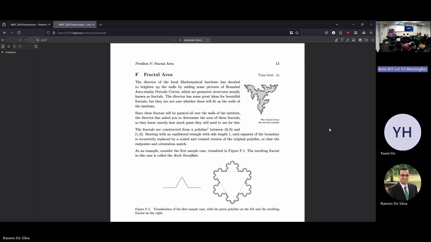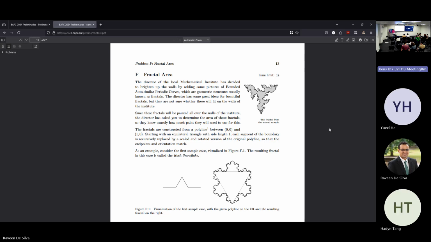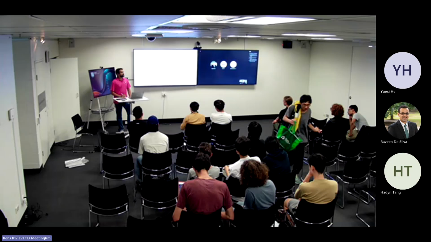So in this problem, we are creating a fractal where we start with a triangle and we have a given polyline. Then we just copy this polyline onto each edge of the triangle and then copy the polyline onto each edge of itself and keep recursing it on that. So the first thing that we're going to consider is that we're going to define the area of the polyline.